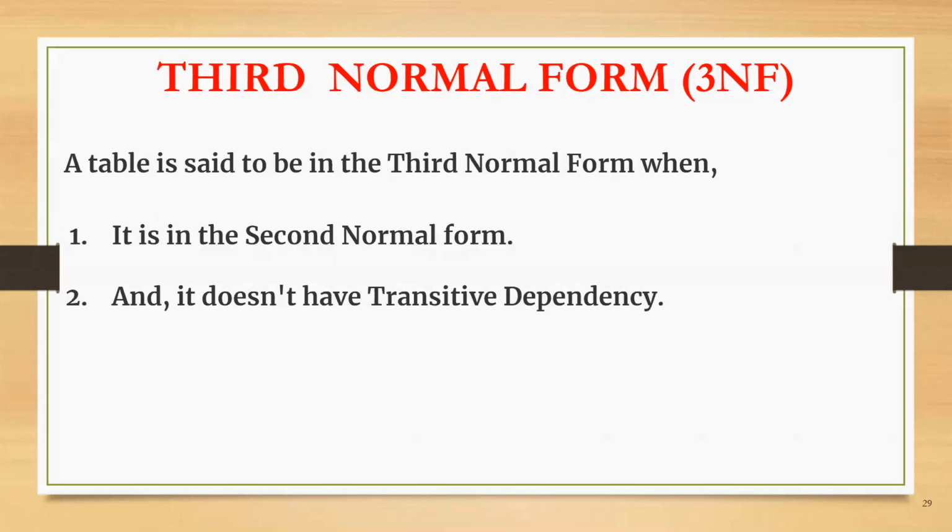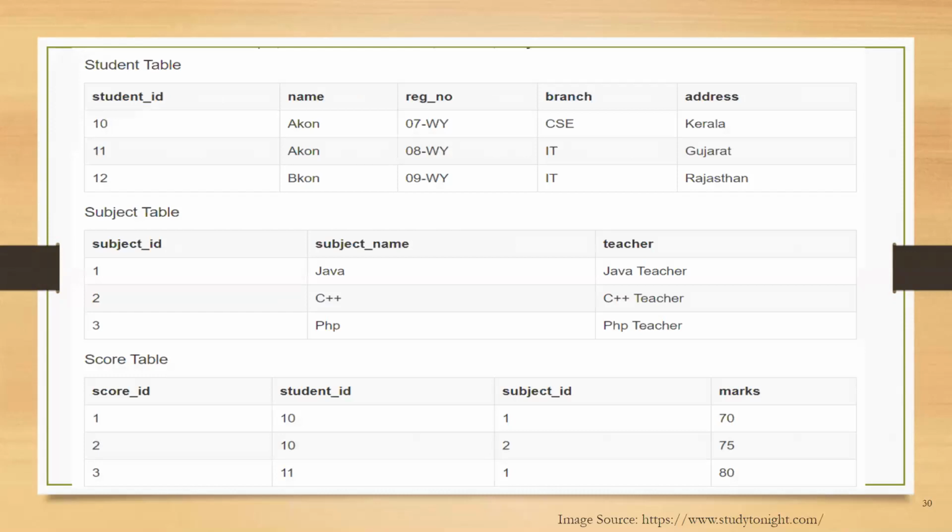When I talk about third normal form, it refers to two conditions: it should be in second normal form and it should not have a transitive dependency. We are going to take the same example, where the output of second normal form becomes the input in the third normal form. So we had our student table, our subject table, and our score table. These three were the output of the last step, that is, second normal form.